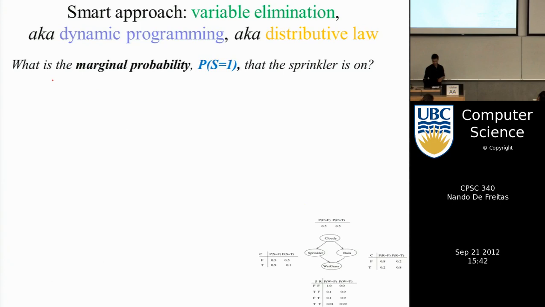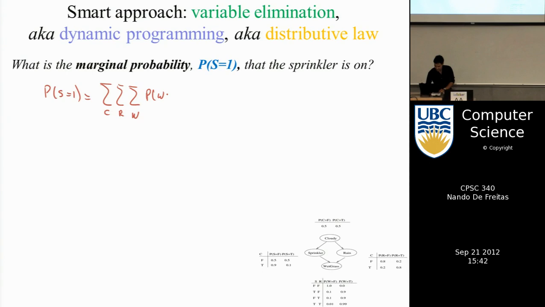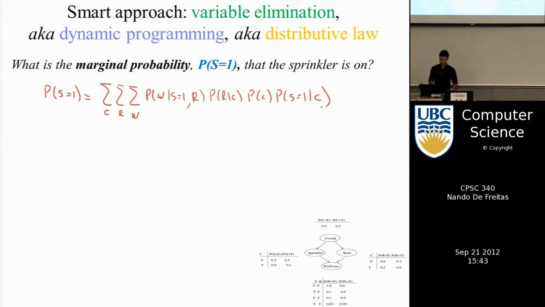Okay, so let's write that expression again. We want P of S equal 1, and that's just the sum over C, R, and W of P of W given S equal 1 and R, P of R given C, P of C, P of S equal 1 given C. Now I'm going to do this trick, which is to distribute. I will first take everything that doesn't involve a W outside the sum. So I will write this as the sum over C, R, and then I take all the terms that don't depend on W out of that sum.